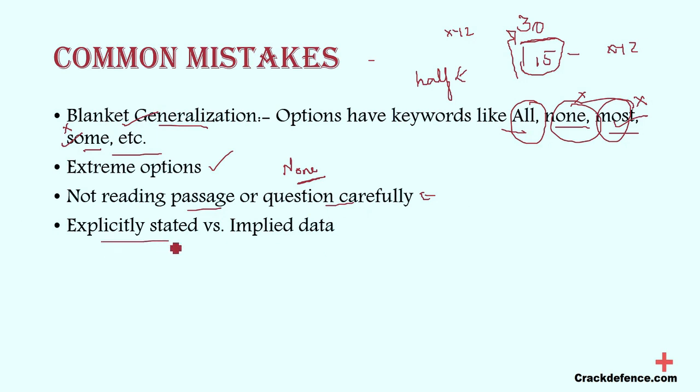Now here, explicitly stated and implied data. Explicit means the statements which are being told openly, and implied data means the statements or information which are given to you indirectly. So there will be certain information which is direct, and certain information which is indirect. Over here, reading between the lines becomes implied data. So keep your focus on this type of questions and statements as well.